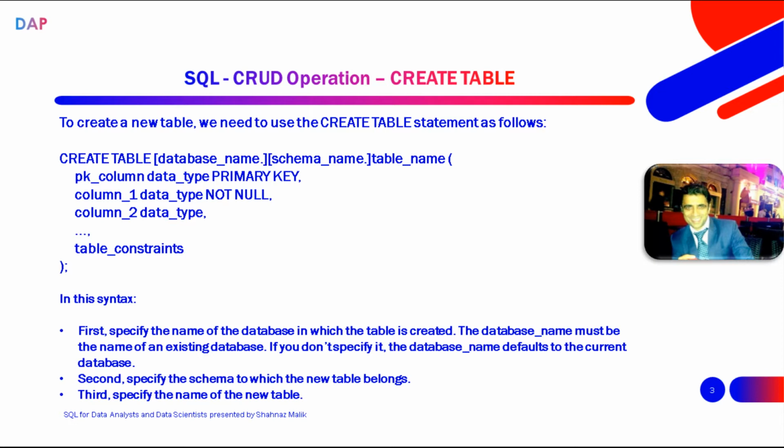And then even without a schema name, it's going to pick the default, and I will show you how that happens. Now the third point is the name of the new table. That's here. This is a must, and it must be unique. You can't create a table if you don't name it, and the name must be unique.